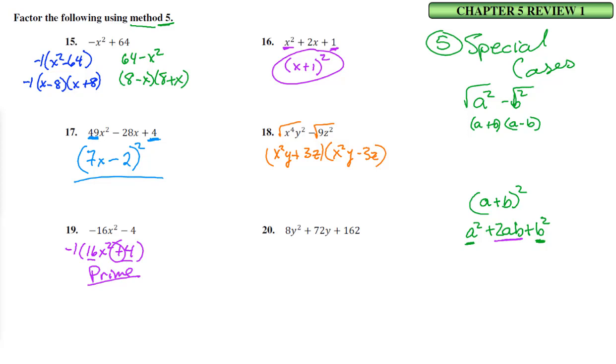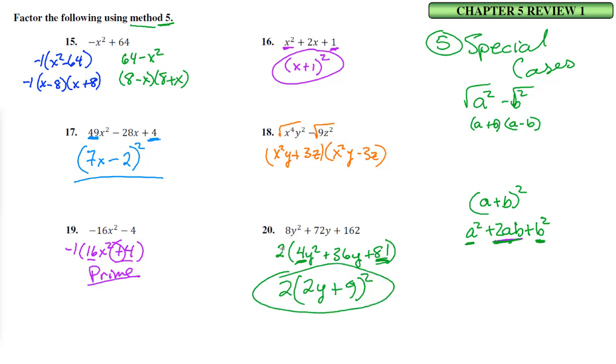Number 20. These aren't perfect squares. Oh, it looks like there's a common factor in here. You can pull a 2 out of everything and you're left with 4y squared plus 36y plus 81. Now that's a perfect square and that's a perfect square, so we see if it's 2y plus 9 perfectly squared. Let's check that middle term right there. Important. 2 times 9 is 18. Doubled is 36. So yes, it checks out. That is 2y plus 9 squared. And that 2 just falls down right there.